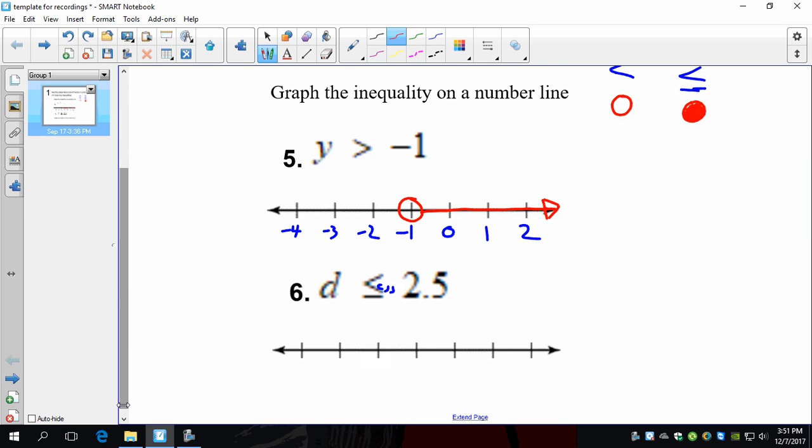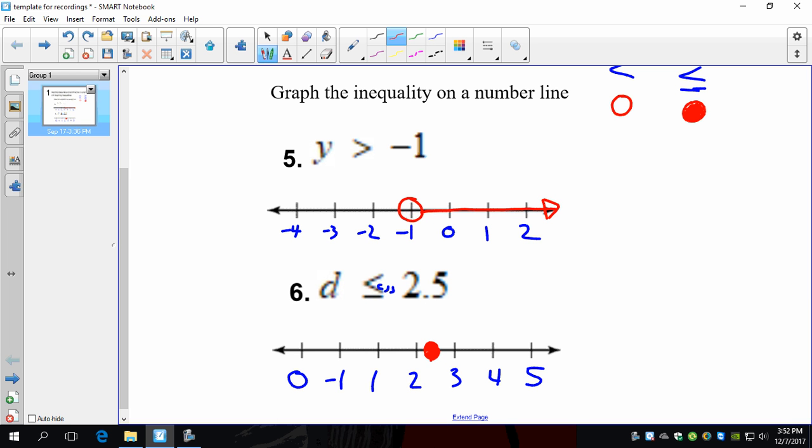For number 6, we have d is less than or equal to 2.5. So same thing, we want to write in our numbers on our number line. I'm going to start with 2 this time. 2, 3, 4, 5, and 1, -1, and 0. Now 2.5 is actually going to fall right between 2 and 3. And then instead of having an open circle, I'm just going to draw a circle and then shade it in. What that represents is that we're going to include 2.5.